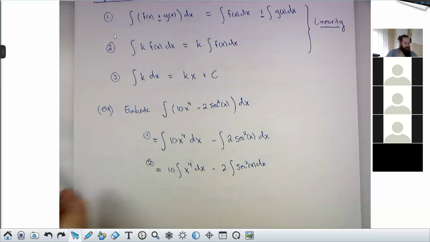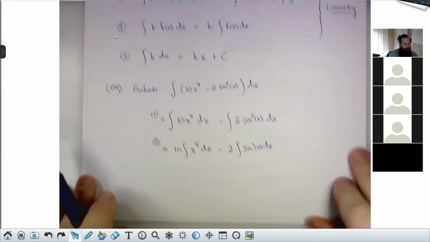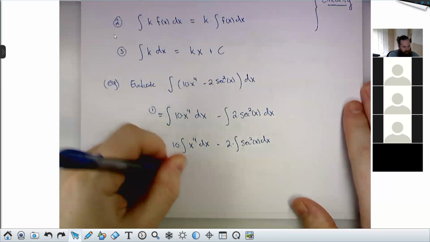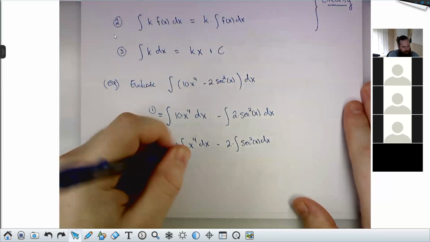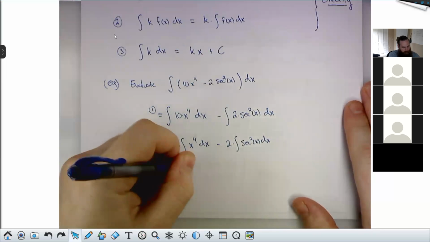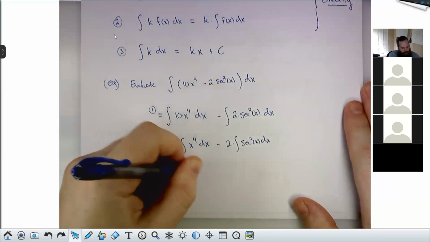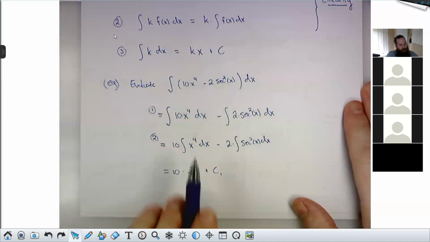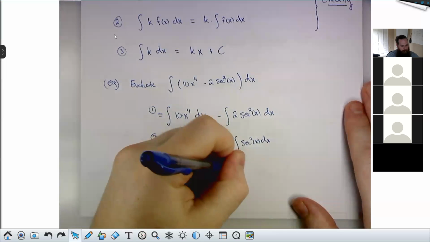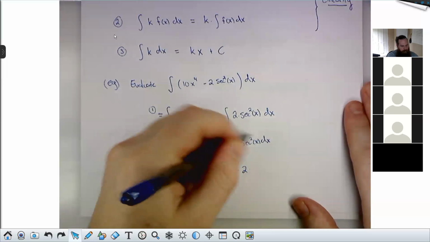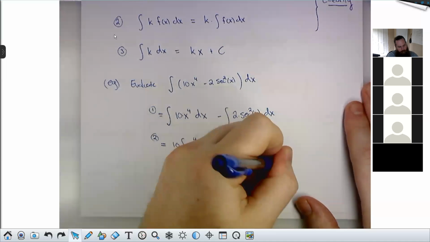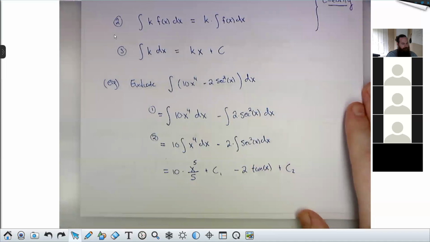And now we're golden. An antiderivative for x to the 4 can be calculated using the power rule. That's 10 times x to the 5 over 5. And I'm going to write plus C1 here because I've got two integrals, so I'll have two constants. And then I've got minus 2 times an antiderivative for secant squared, which is tangent x. And I'll write plus C2 here.